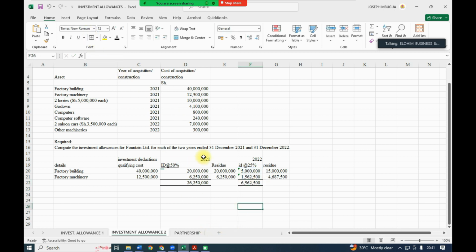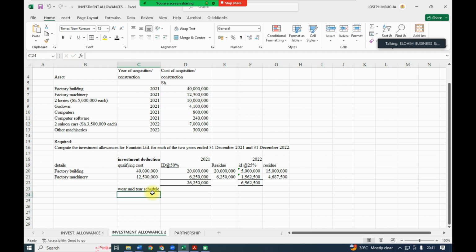The ID that will be claimed for 2021 is 26 to 50. For 2022, we shall have 500. That's the amount that will be allowed as an expense, allowable expense. Then wear and tear. Schedule.